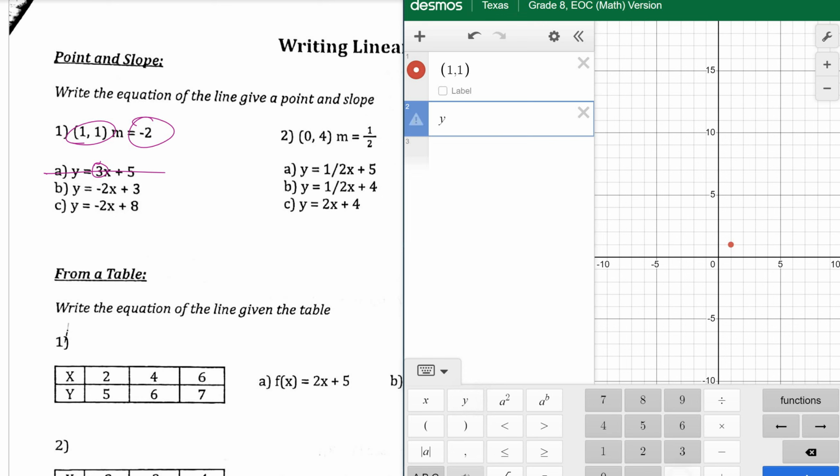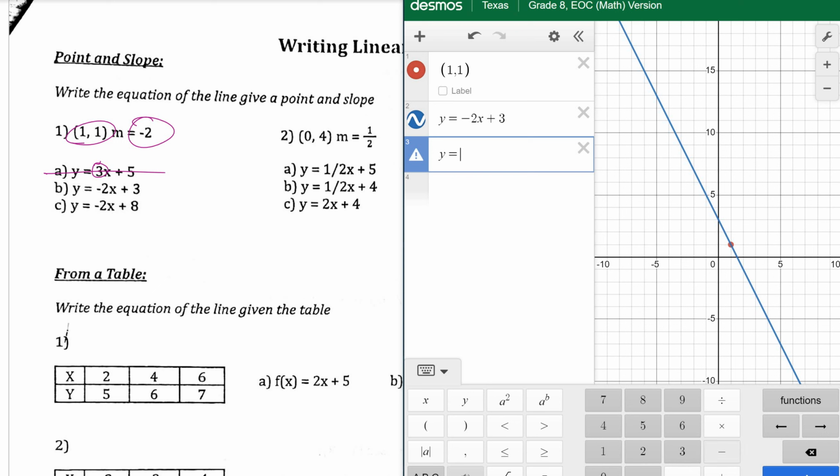Y equals negative 2x plus 3. All right, that's not an equal sign. Equals. Oh, it's having trouble here. Y equals negative 2x plus 3. That goes through the line. You wouldn't have to graph the next one. I just want to show you what it looks like when it's not. Y equals negative 2x plus 8. That is not going through the dot, so it's not that one. All right. You can see that that's how you'll do all of those.